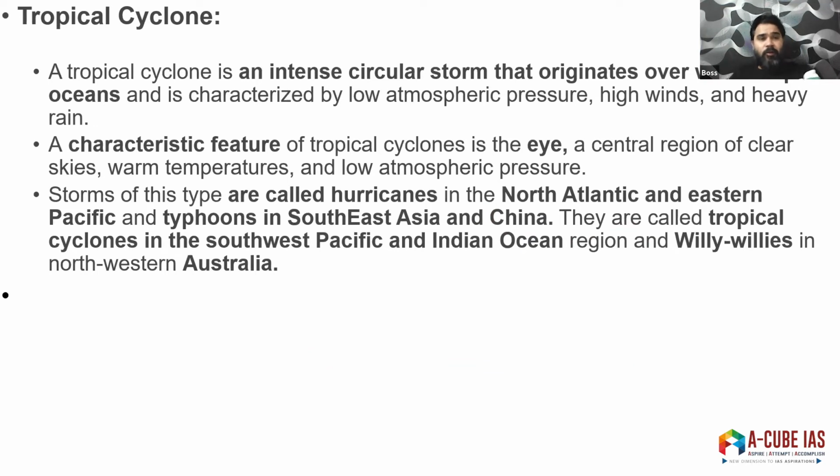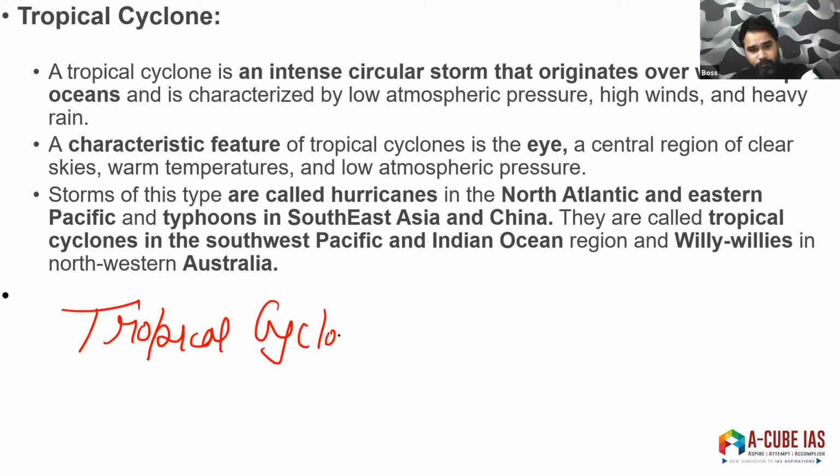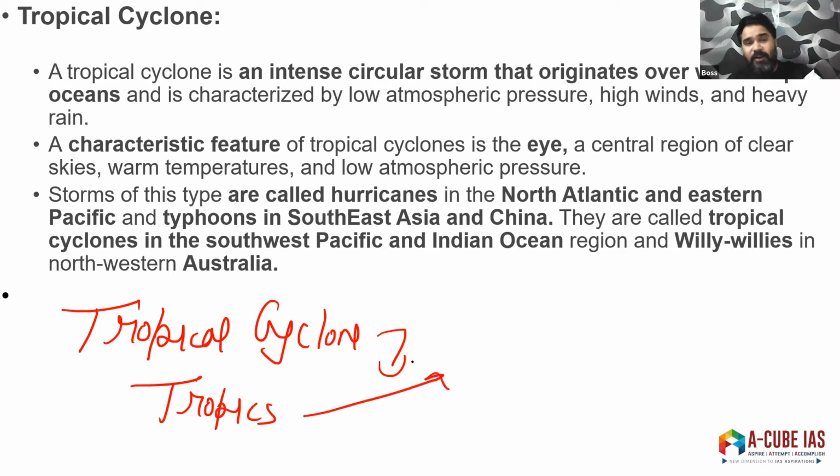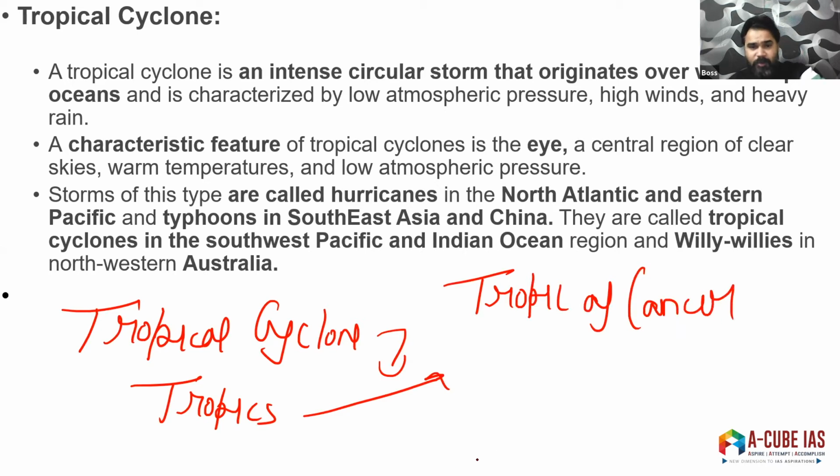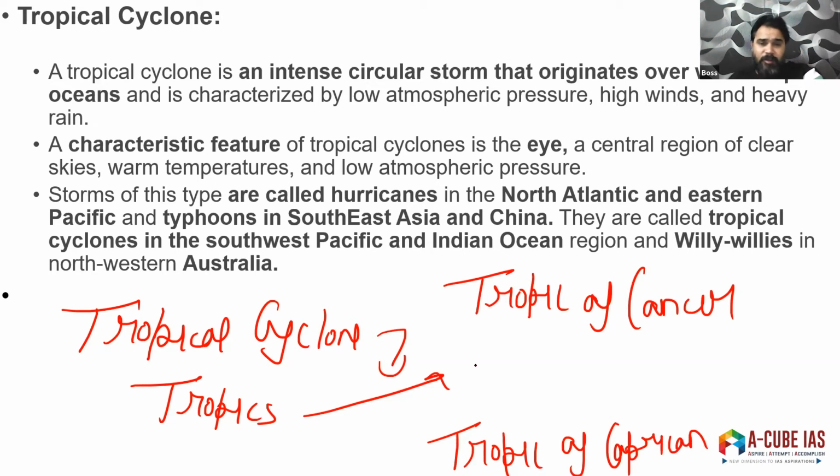Now, what exactly is a tropical cyclone? The name itself suggests tropical cyclone, that is, tropics are associated. And what are tropics? The tropics are the Tropic of Cancer and the Tropic of Capricorn. Now, let's imagine here is the 0-degree line.